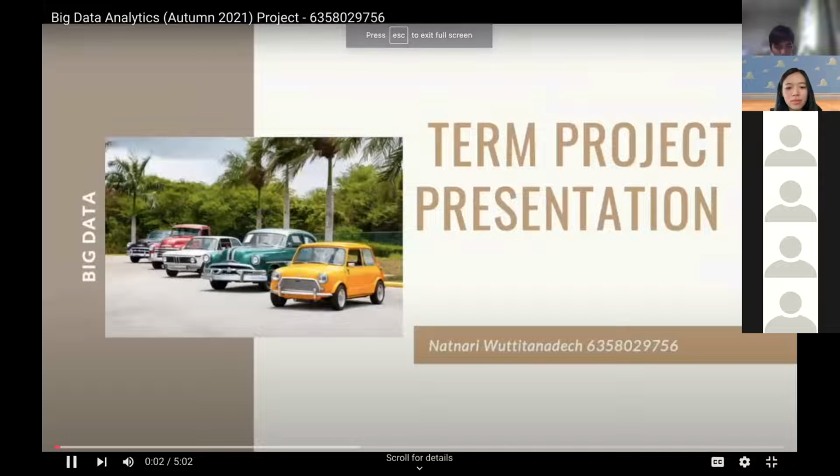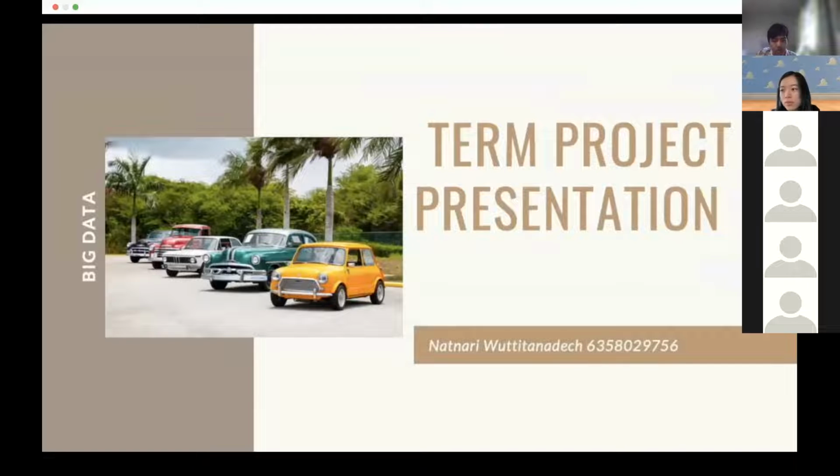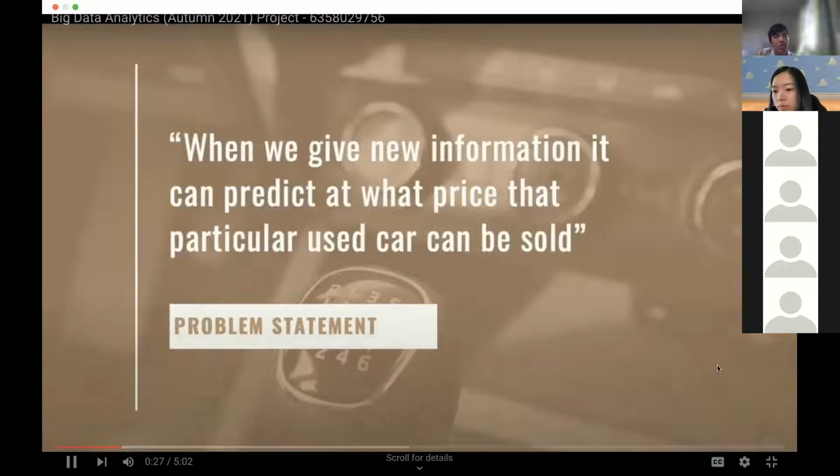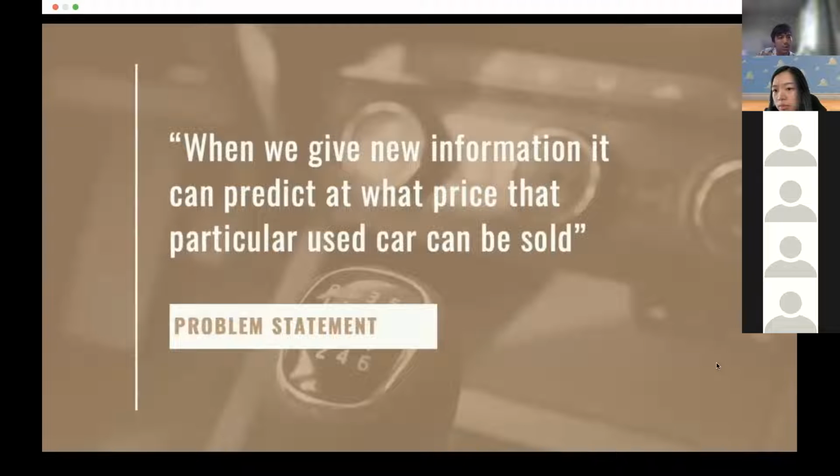My name is Natnari from Big Data Analytics class, and I am here to introduce you to my term project. My data analysis term project is about the used car dataset. The problem statement of this data analysis is that when we give the new information of a used car, it can predict at what price this particular used car can be sold by using the year of the car, present price, kilometers driven, seller type, transmission, and owner.